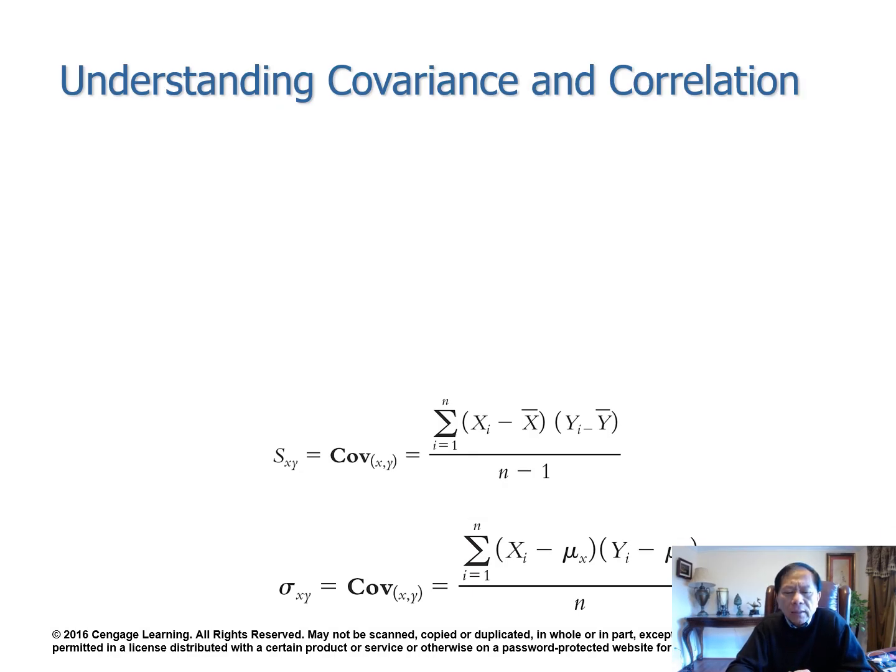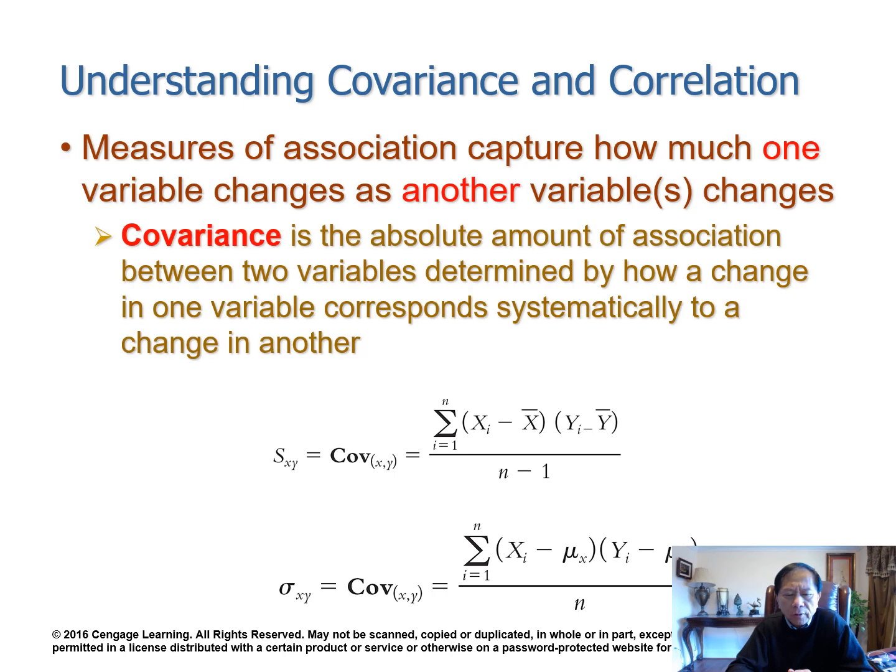All right, understanding covariance and correlation. Sometimes we want to find the relationship between two variables, or also associations. The measures of association capture how much one variable changes as another variable changes. So we want to find the relationship between the two.